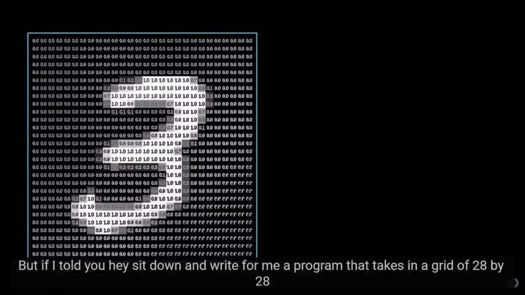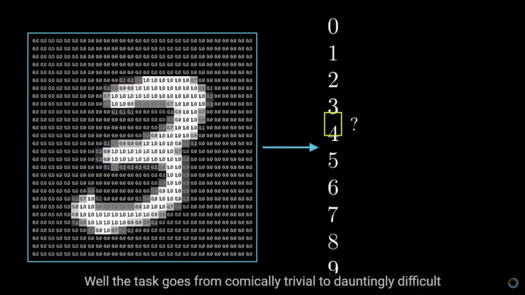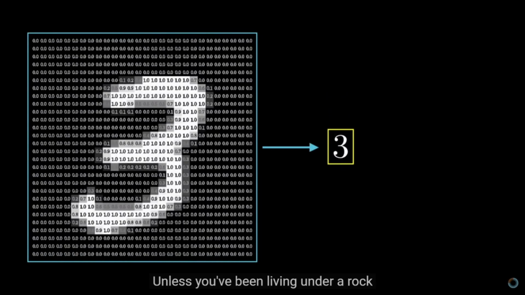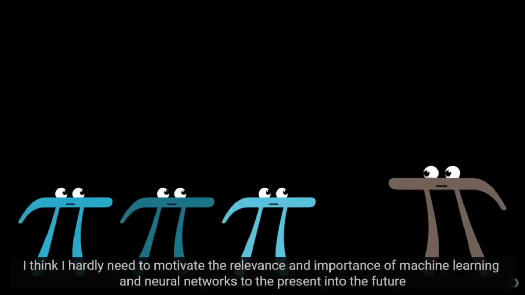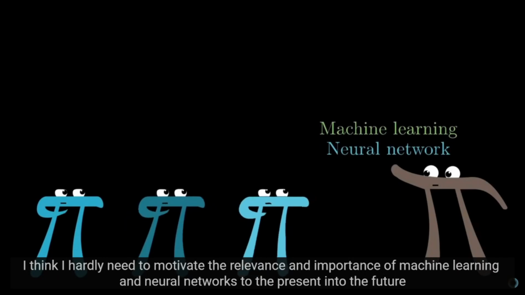But if I told you, hey, sit down and write for me a program that takes in a grid of 28 by 28 pixels like this, and outputs a single number between 0 and 10, telling you what it thinks the digit is, well, the task goes from comically trivial to dauntingly difficult. Unless you've been living under a rock, I think I hardly need to motivate the relevance and importance of machine learning and neural networks to the present and to the future.